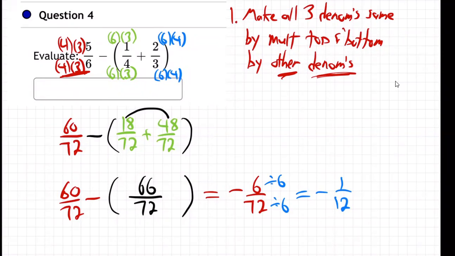So the main first step is to make all the denominators the same. And the way you do that is you multiply each of them, top and bottom, by whatever's missing, by the other denominators. And that makes them all the same denominator. There we go.